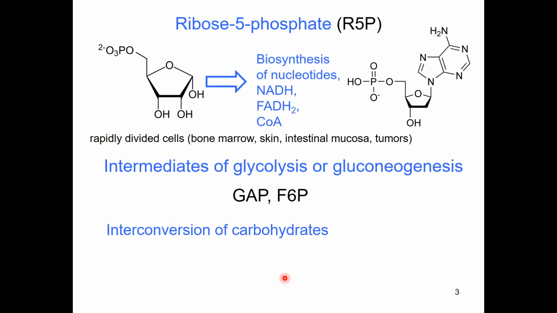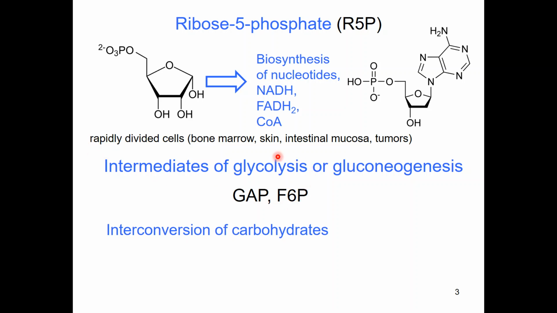So another product is ribose 5-phosphate. You can see it here. It is needed for biosynthesis of nucleotides and some nucleotide cofactors, as you can see here. And of course, in rapidly dividing cells, such as in bone marrow, skin, intestinal mucosa, or tumor cells, anabolic processes, and specifically synthesis of nucleotides for DNA and RNA synthesis, are very active. And so you need to have a lot of this precursor of nucleotide biosynthesis. That's why for such cells, the pentose phosphate pathway is very active. The flux through the pentose phosphate pathway is high.